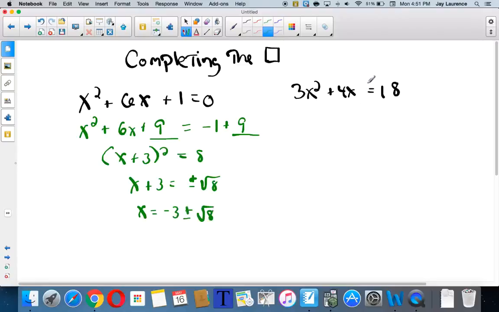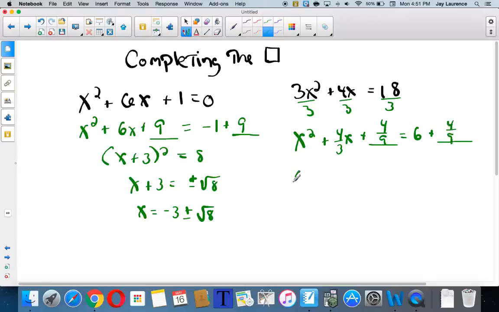On this one here, it already equals 18, but I don't like the fact that a is not 1. So I'm going to divide through by 3. And so I'll get x squared plus 4/3 x plus the blank will equal 6 plus the blank. All right, so I'm going to take half of this, which would be 4/6 or 2/3, and squaring 2/3 will get me 4/9. And then I'm going to get 4/9 over here.